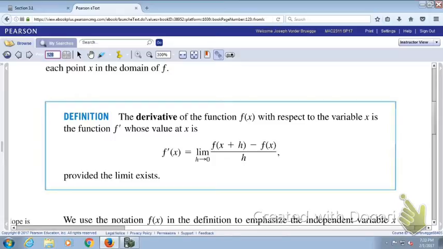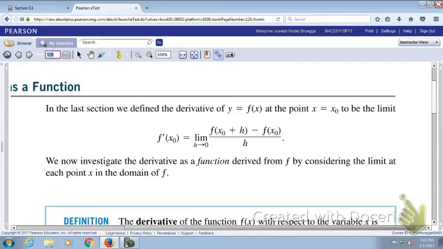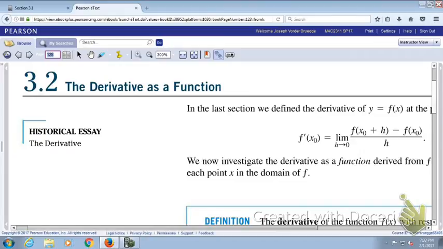But we have a consequence here. So this is 3.2. The derivative as a function. All right? Now it's not just going to be a value. It's going to be a function. All right?